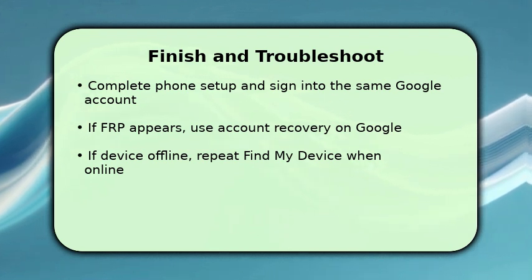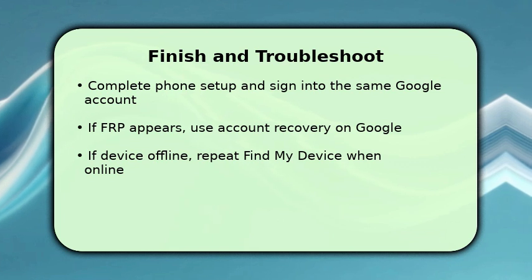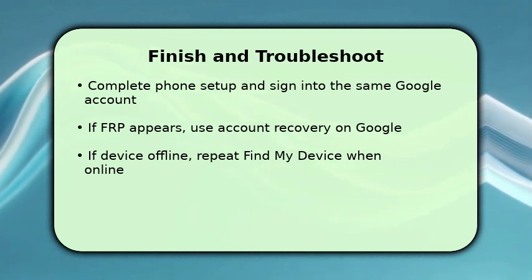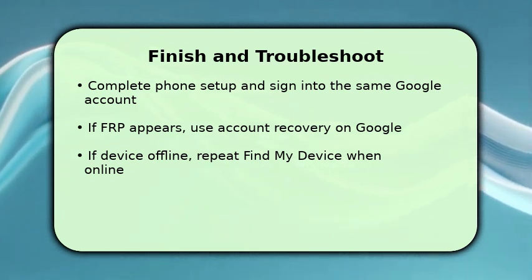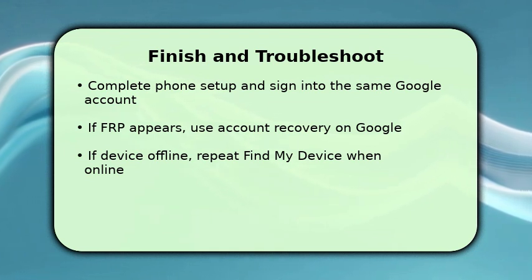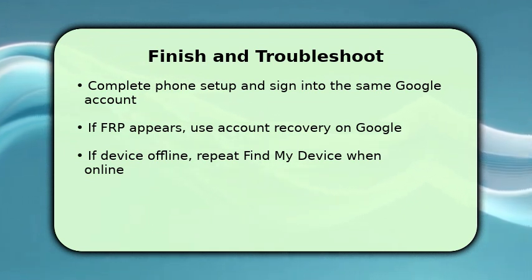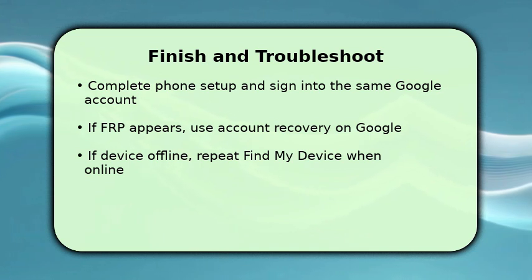Sign into the same Google account used before to bypass activation lock. If factory reset protection prompts for previous credentials, use Google's account recovery steps to regain login. Patience matters as recovery may take time.